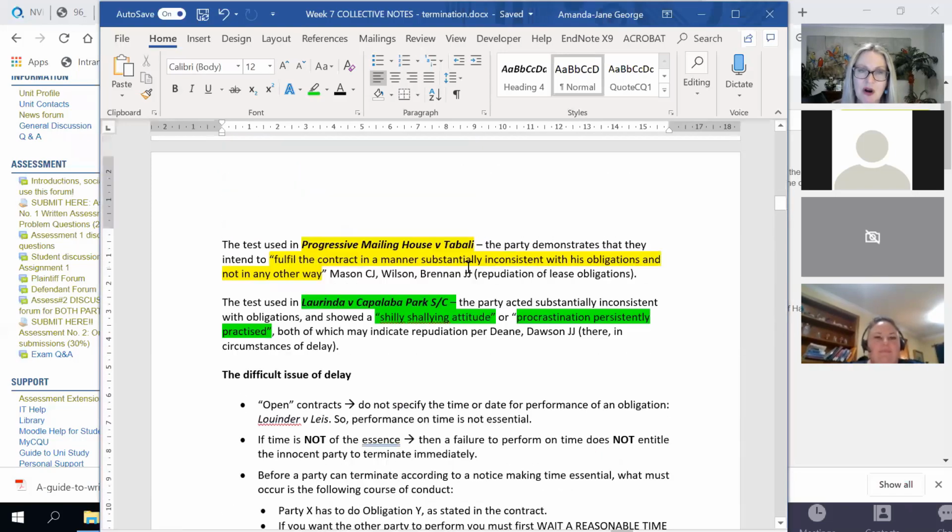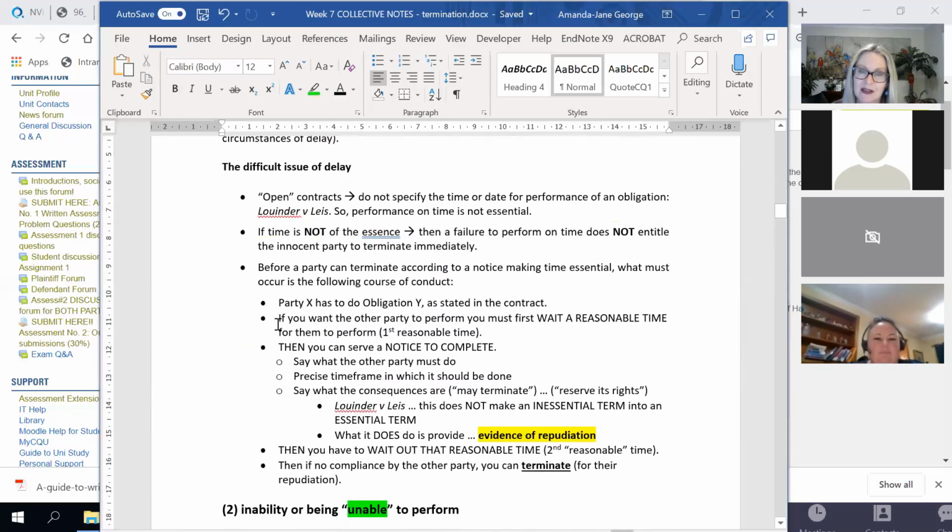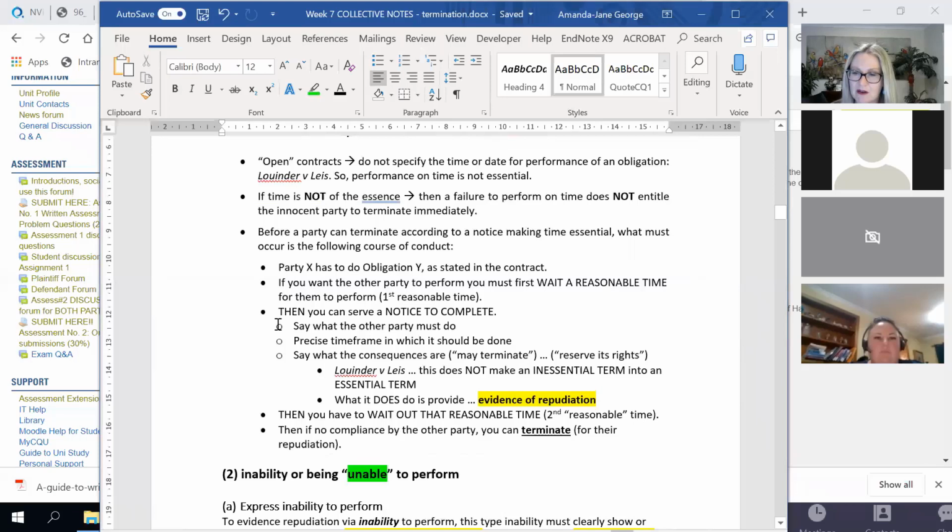So sometimes unwillingness is shown by the other party's delay. And here's where we get the whole lovely turgid discussion in the text about delay. And we have this little thing called open contracts. And open contracts, unfortunately, don't specify the time or date for performance of an obligation. So they're a little bit fuzzy.